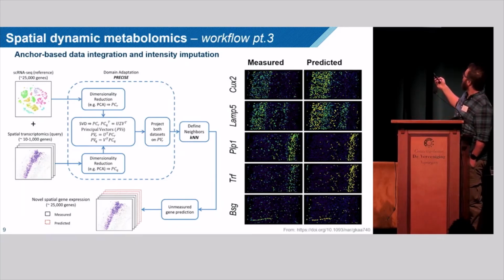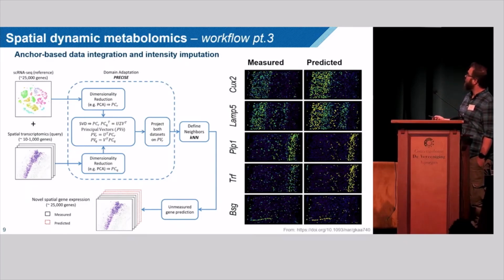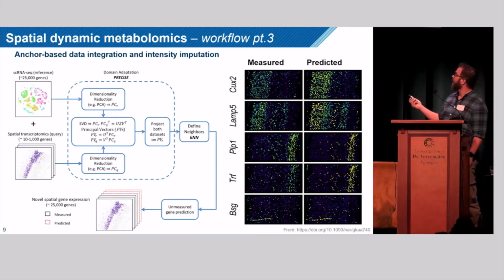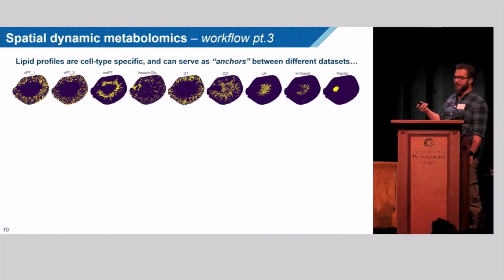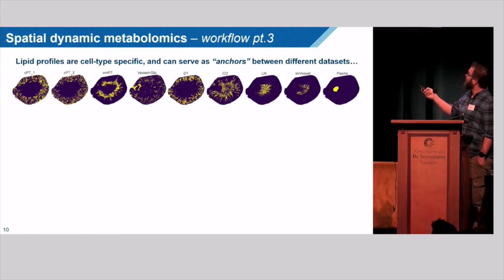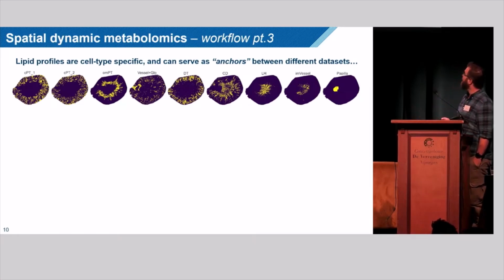And if you predict genes that are actually present in the dataset, sort of a cross-validation, you see that the measured and the predicted intensity patterns and localization patterns look fairly similar. So we took this approach and applied it to the mass spectrometry imaging data sets that we have, changing the information content from transcriptomes to lipids and metabolites. What I told you before is that these lipid profiles are very cell type specific, and that means that we can use them as common information to link these different data sets together.